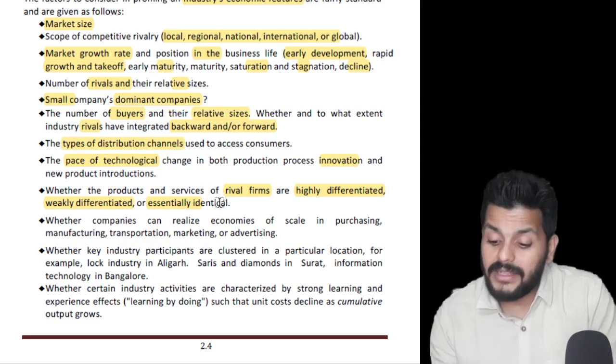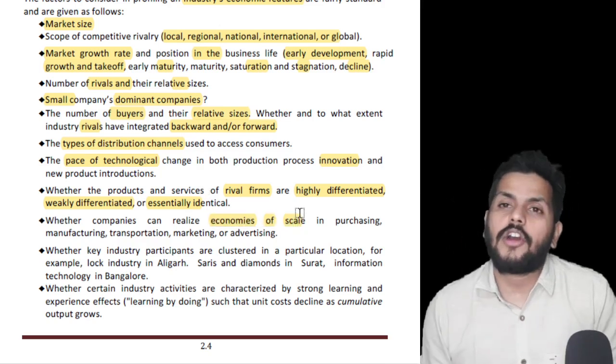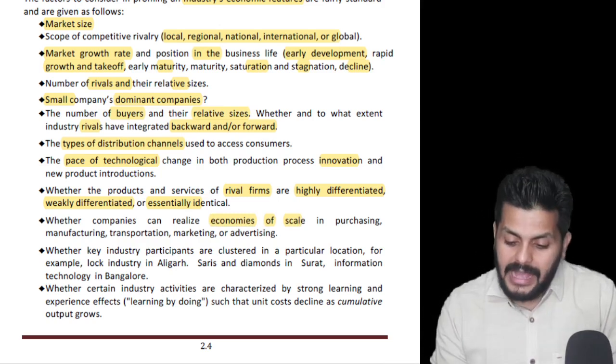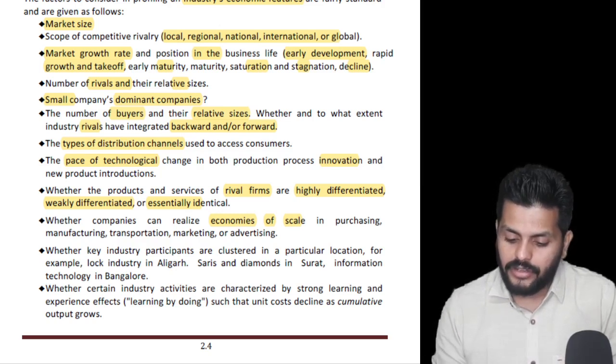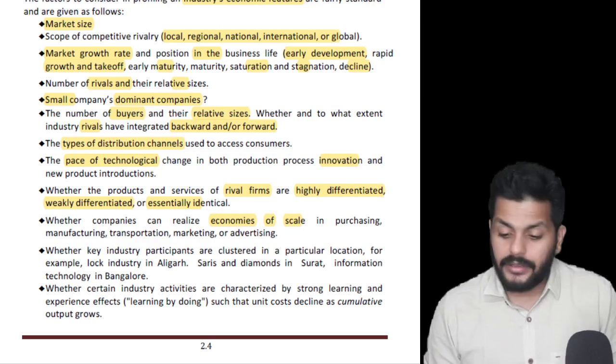Whether the companies can realize economies of scale. Do you remember studying economies of scale? The benefits of operating in large scale production. Benefits of operating in large scale production, that is what is called economies of scale. Those of you who don't know, please make sure that you write it down there. Economies of scale.